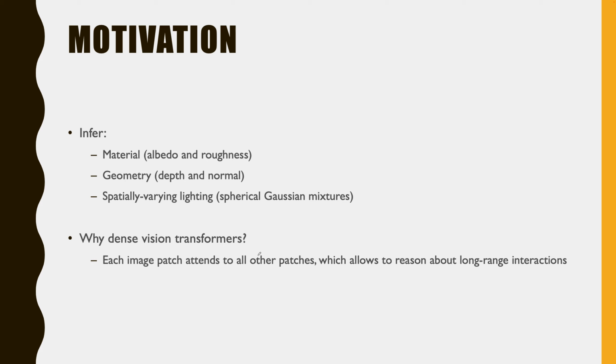So in this paper, what they propose is to do exactly that, intrinsic material scene decomposition. And in their case, they propose to infer the material, which is given by the albedo and the roughness, and the geometry by depth and normal. And then you have a lighting representation. In their case, it is spatially varying and is represented as spherical Gaussian mixtures.